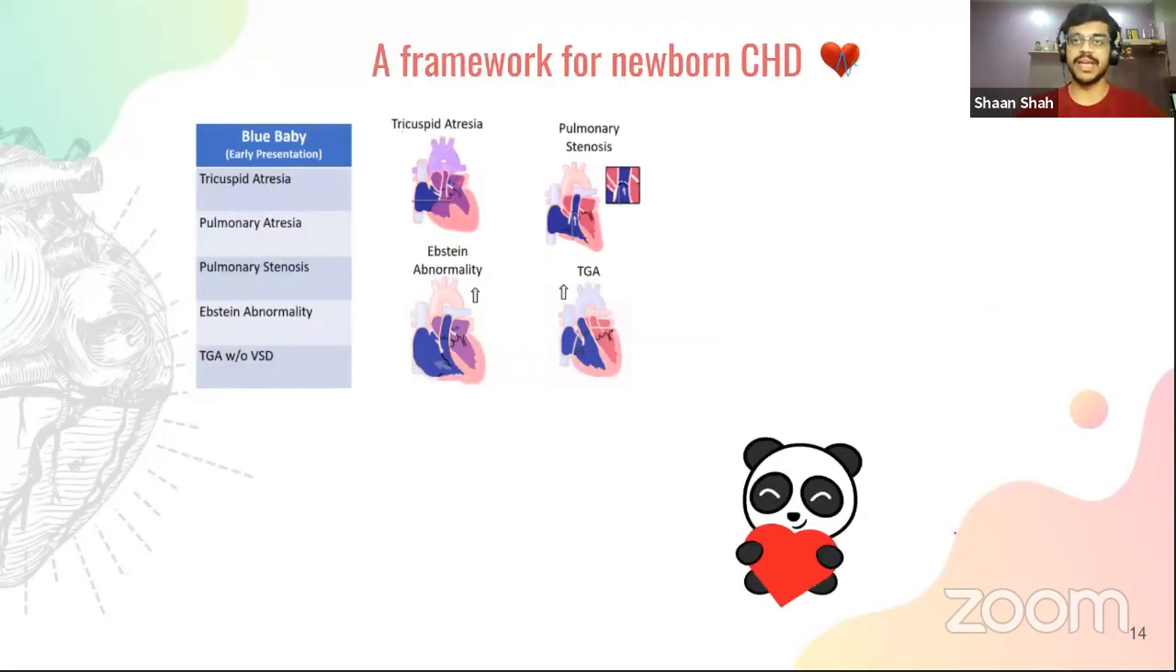So if we get a newborn baby in the emergency department, here is the primary framework for categorizing the congenital heart diseases. If we get an ill-appearing baby with poor feeding, definitely we can suspect septic infections. But another thing that should be high in our differential diagnosis is congenital heart disease. So here is the blue baby. Early presentation means a baby presenting within 2 weeks of birth with central cyanosis can be suspected to have a right to left shunt. The examples are shown here.